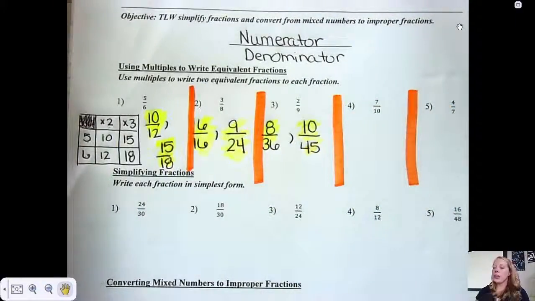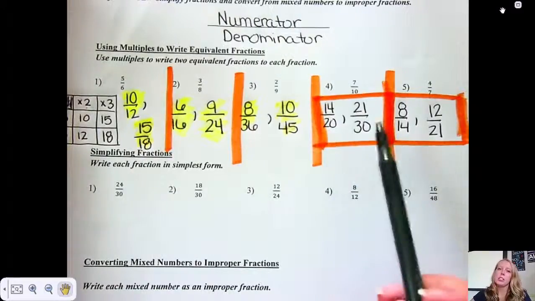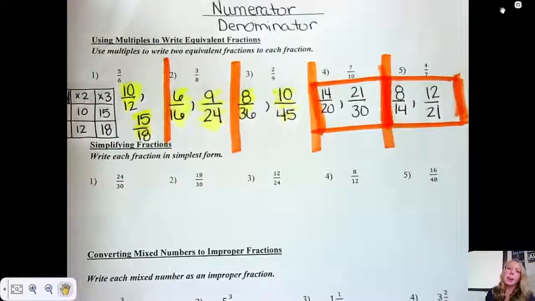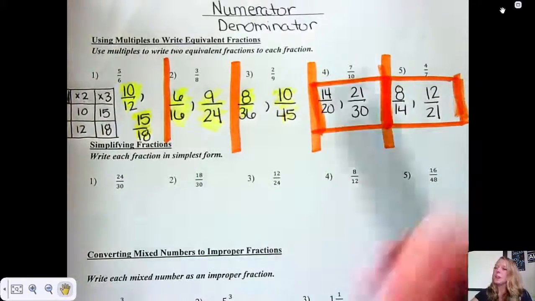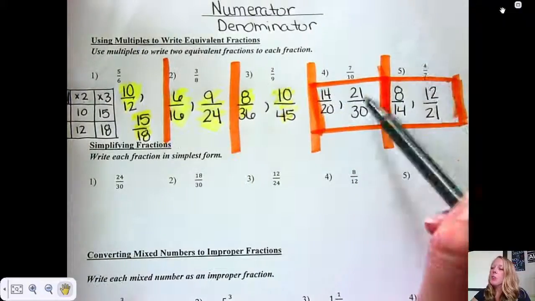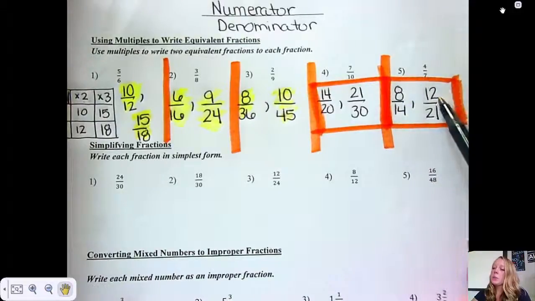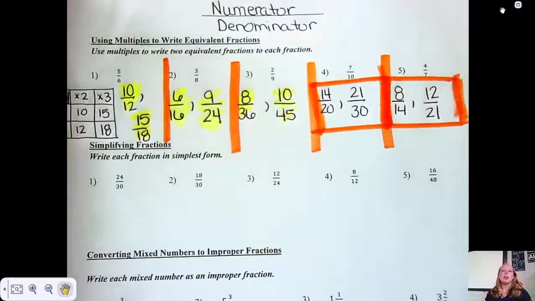Now, guys and girls, I want you to do the next 2 on your own. Remember, you can multiply it times anything, but I would keep them small like 2 and 3, so then your answers match mine. Pause the video. Okay, here are my answers for 4 and 5. Remember, there is an endless amount of answers that you really could have, but try to keep them small. It'll make it easier. I've got 14 over 20 and 21 over 30. And then for number 5, I have 8 over 14 and 12 over 21. If you did something different, circle it so we can talk about it in class the next day, just so I can check to make sure you know what you're doing.